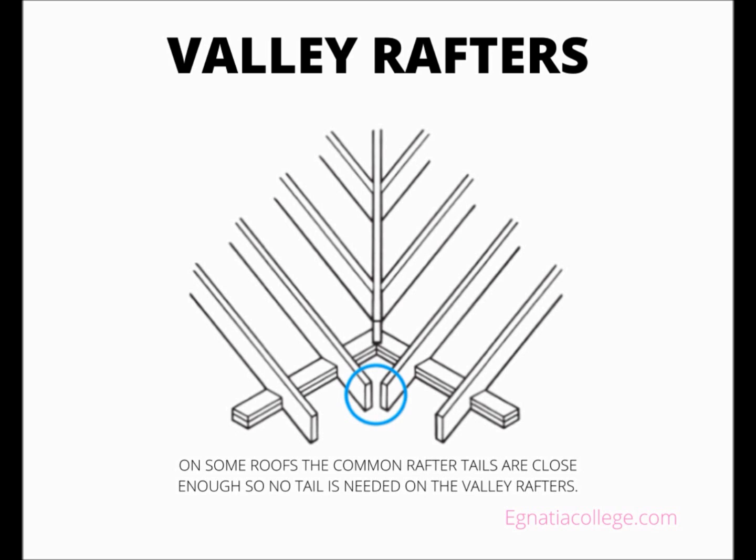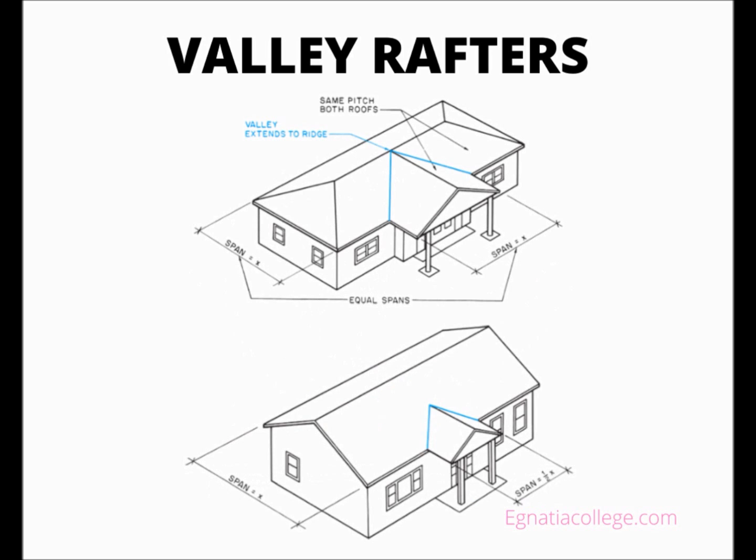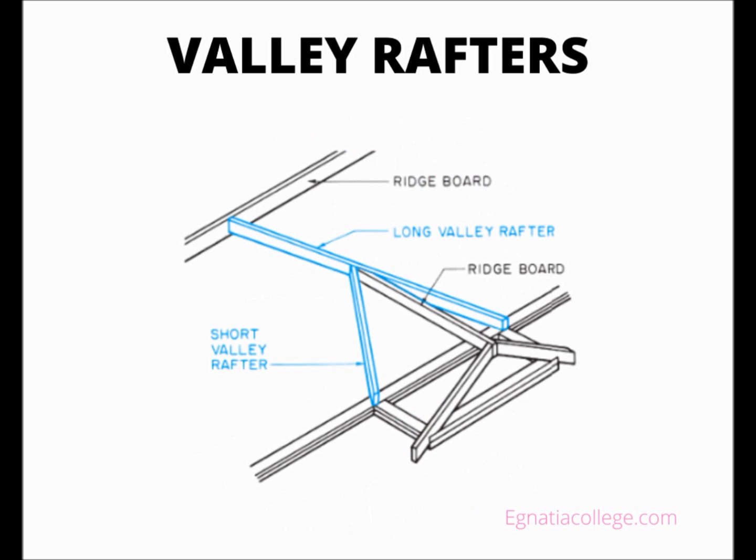However, the valley rafters often have no tail even though the roof has an overhang. In this case, the total length of the valley rafters is computed on the basis of the run of the common rafters excluding the overhang. When both roofs have the same span and rise, the valley extends from the eave to the ridge. When one roof has a greater span than the other, the valley does not reach the ridge. In this case, the valley is framed in one of two ways. One valley rafter can extend to the ridge, and the other can butt against the first.